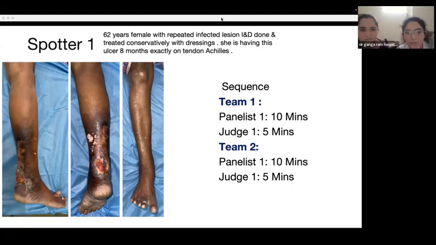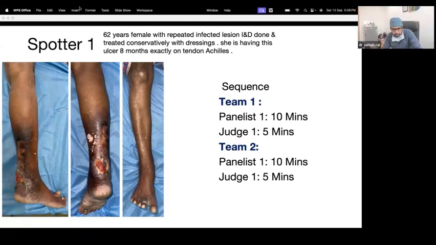Post-infection non-healing ulcer over right posterior ankle, right ankle posterior aspect, with tendo Achilles exposed. Post-infective. Status post multiple incision and drainage. Okay. So 1 mark.